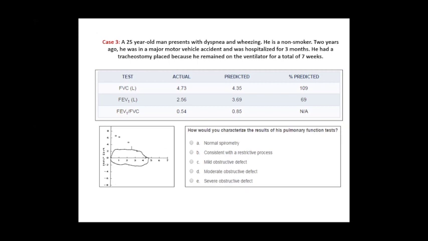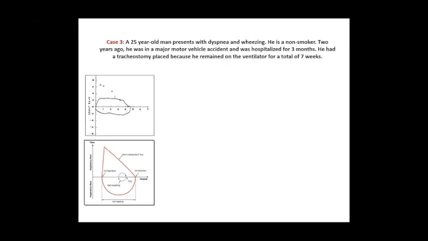And how would you characterize the result of his pulmonary function testing? As we said, the first step is to look at the FEV1 over FVC. It's 54%. This is obstruction. Then we will look at FEV1. It's 69%. 69% is a moderate airway obstruction, so a moderate obstructive pattern.